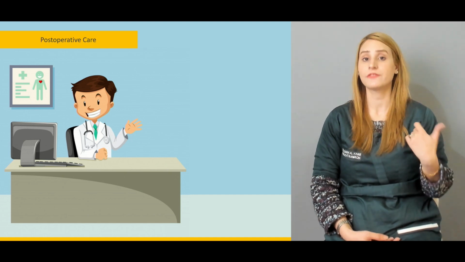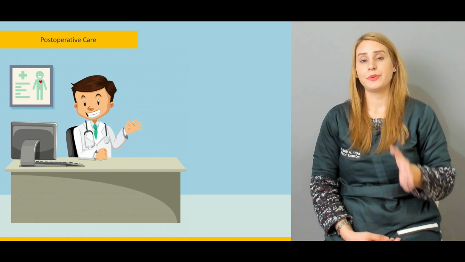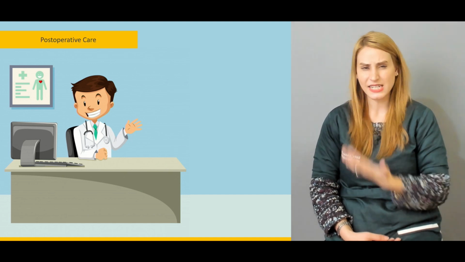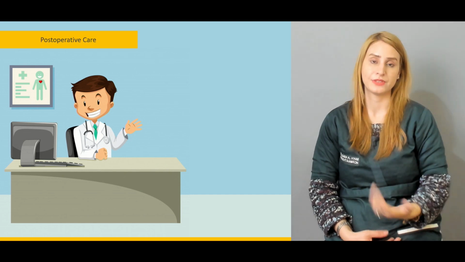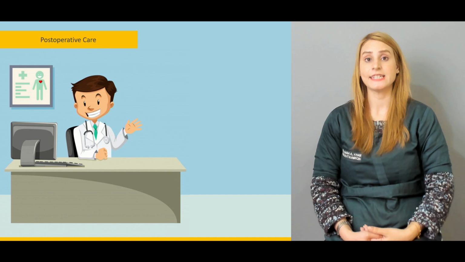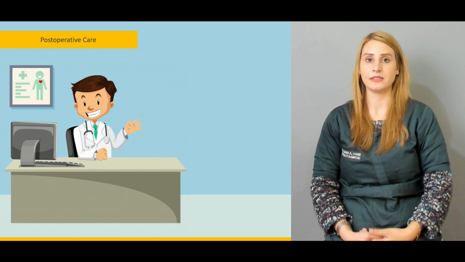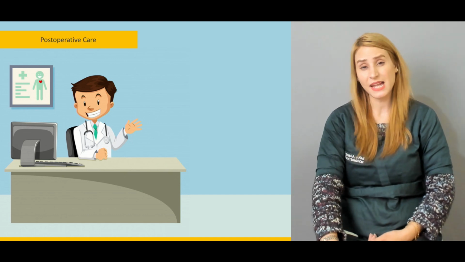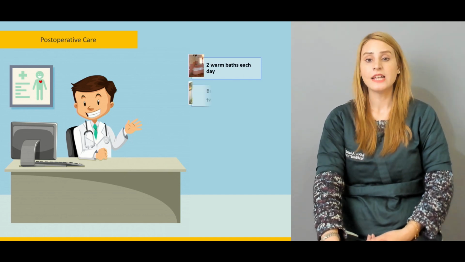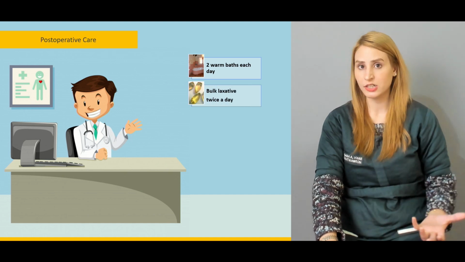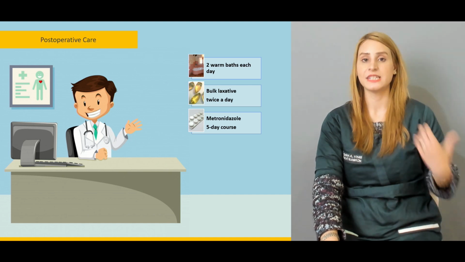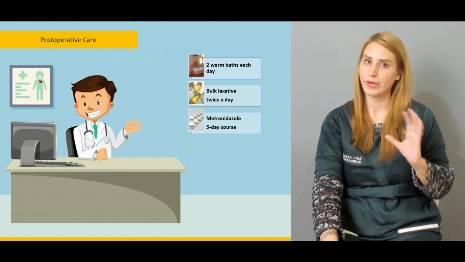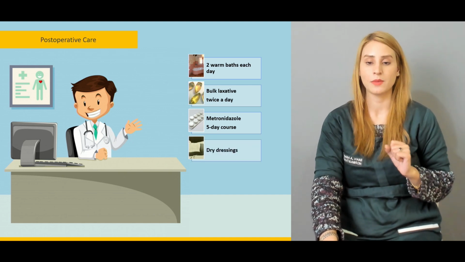Then you have to give your patient some laxative or stool softeners, and encourage your patient to take plenty of fluids, or clear water, and increase the fibre intake. Tell your patient about taking warm saline sit baths, and give a good antibiotic cover. So two warm baths each day, bulk, and a laxative twice a day. Put the patient on good antibiotic cover. Sometimes if you combine Augmentin with Flagyl, it's a good combination.